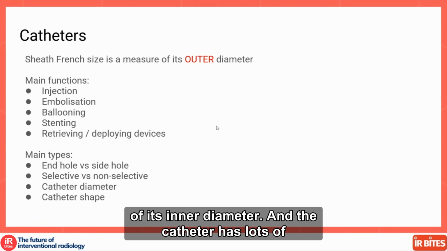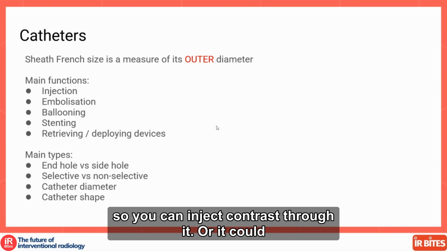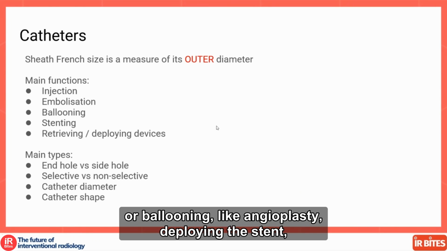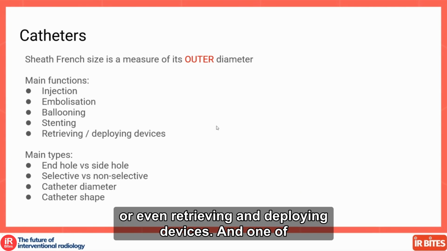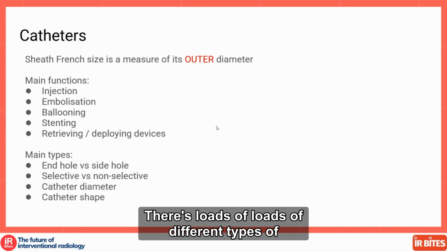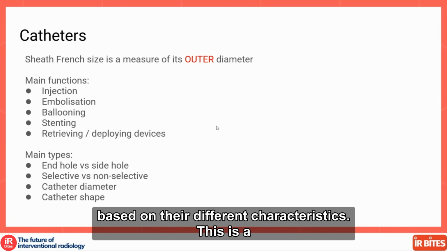And the catheter has lots of functions. Some of the functions would be injection, so you can inject contrast through it. Or it could be to deliver embolization, either coils or glues, or ballooning, like angioplasty, deploying the stent, or even retrieving and deploying devices. One of the most common procedures that we do is IVC filter, either insertion or removal. There are loads of different types of catheter, but I will try to describe a few based on their different characteristics.